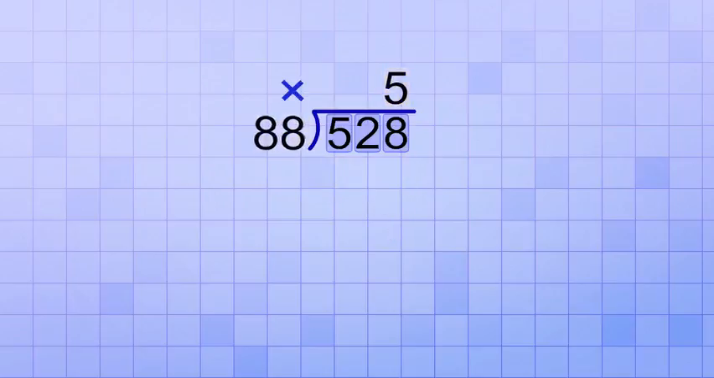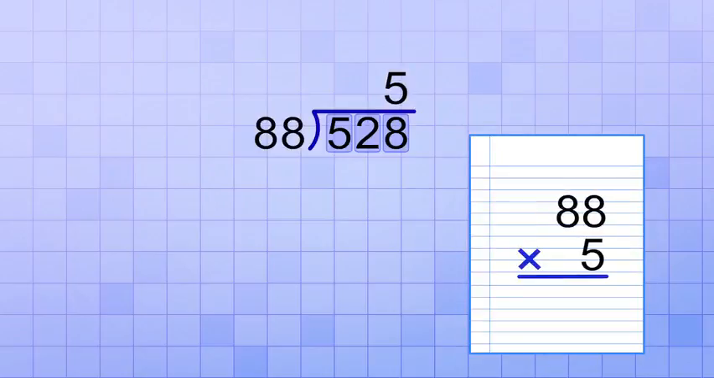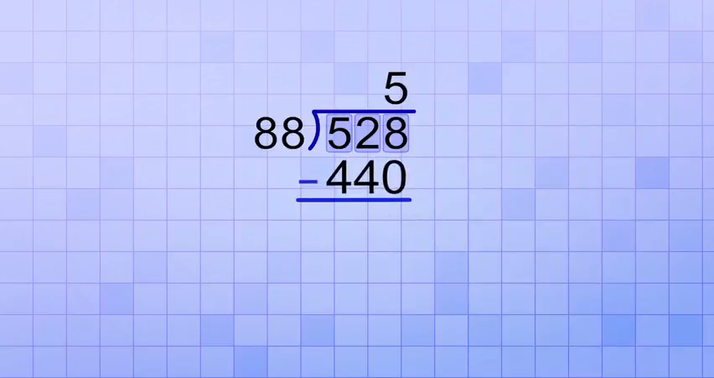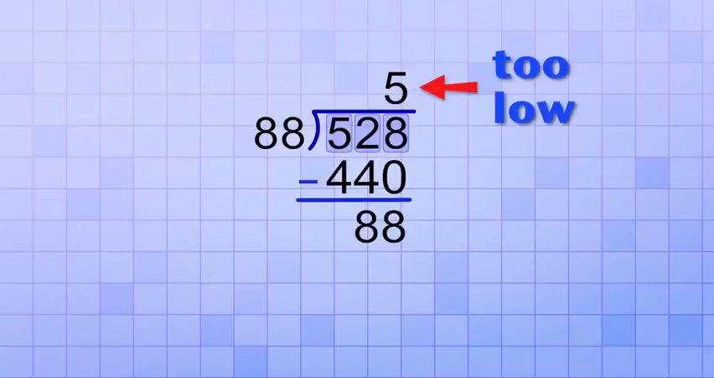Now, 5 times 88 is kind of tricky on its own, so you may want to use scratch paper to work it out. 5 times 88 is 440, and when we subtract 440 from 528, we get a remainder of 88. Looks like our estimate was too low.